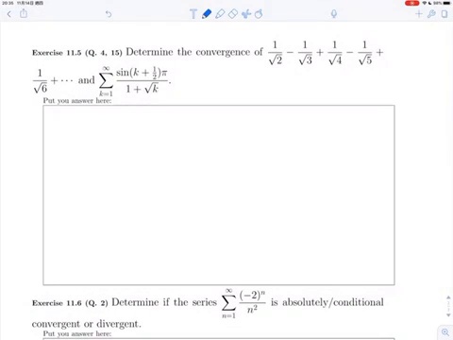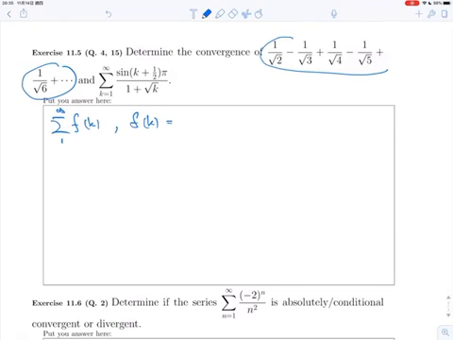The series looks like this. In general, you are summing up fk from 1 to infinity, where fk is equal to, I missed the negative sign, let me add a negative sign in. So it's minus 1 to the power k plus 1, and fk in this case is 1 over root k.